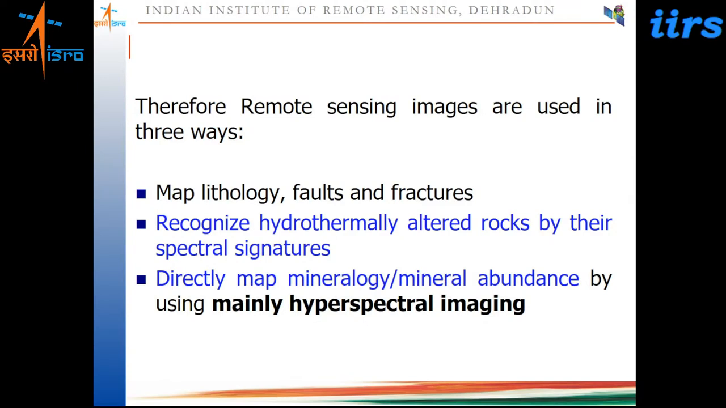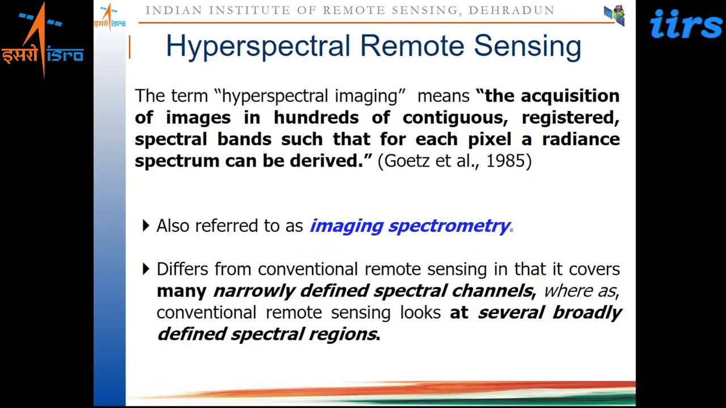Now we understand the role of multispectral, and the advantages of hyperspectral over multispectral will be discussed in the next slides. So the definition comes here. What we understand by hyperspectral imaging is the acquisition of images in hundreds of contiguous registered spectral bands, such that from each pixel we can generate a radiance spectrum.